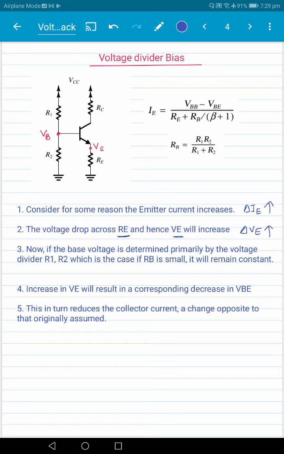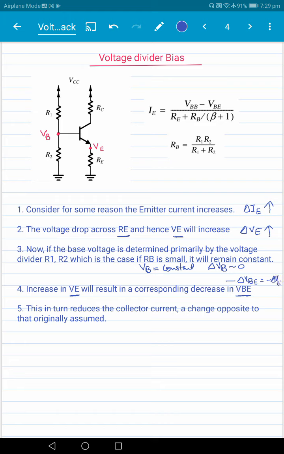So that's expected here. Now if the base voltage is determined primarily by the voltage divider R1, R2, which is the case if RB is small, it will remain constant. So what is being said in Sedra Smith is that VB is constant, or in other words, delta VB is 0. They are assuming it to be 0 here. So an increase in VE will cause a corresponding decrease in VBE, because there is no change in delta VB. So there will be a change in delta VBE, which will be equal to minus delta VE.